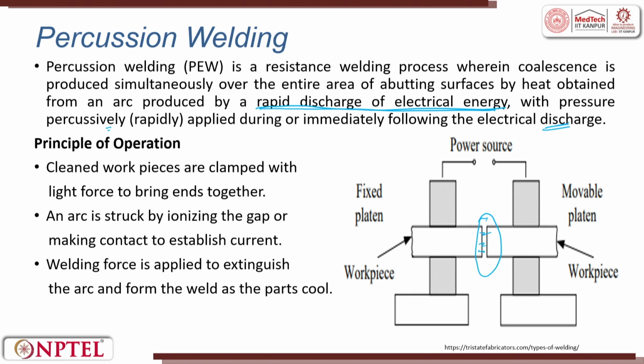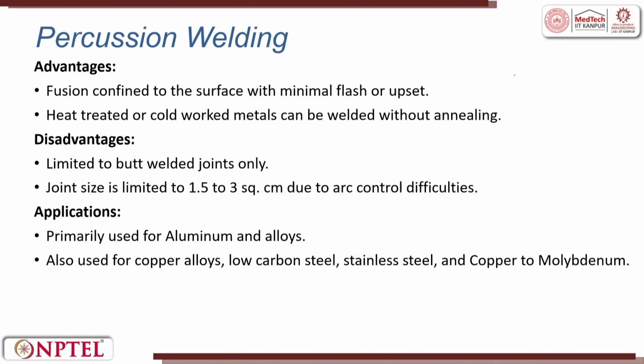the electric discharge. So, this is also part of a resistance welding process where heat is applied, then you have a flat plate, a moving plate, which tries to hit and then weld. So, the principle of operation is almost the same. Clean the workpiece, the arc is struck, weld forces are applied and then the welding happens. The advantages and disadvantages are clearly written.